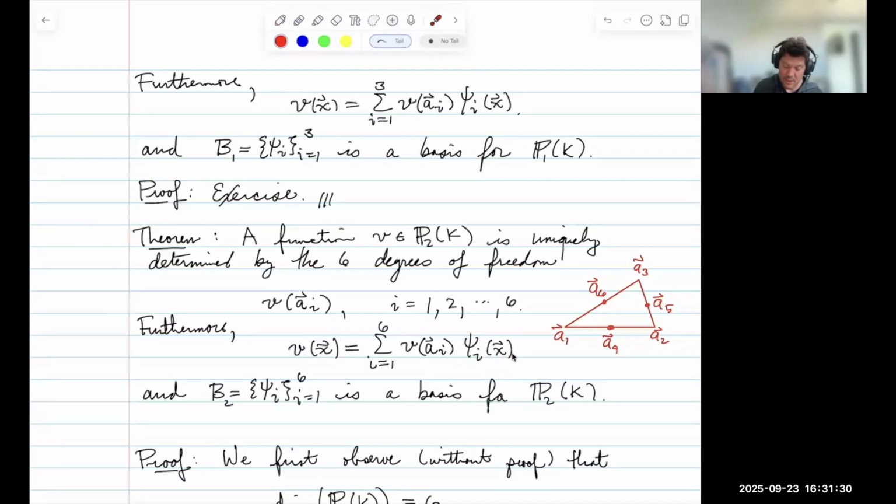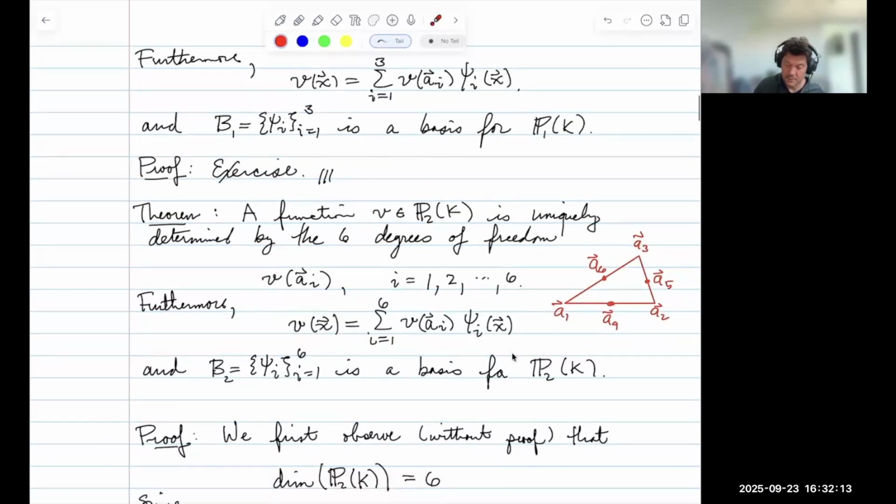In other words, I can write this in a basis expansion where the coefficients of that basis expansion are precisely the values of the polynomial at these 6 points. And that means that I have the spanning property for those local Lagrange nodal basis functions, which we talked about last time, psi1 through psi6. One more step further tells you that you have linear independence of all these basis functions. And if I have the spanning property and linear independence, then B2 turns out to be a basis for P2(K). So how can I prove this?